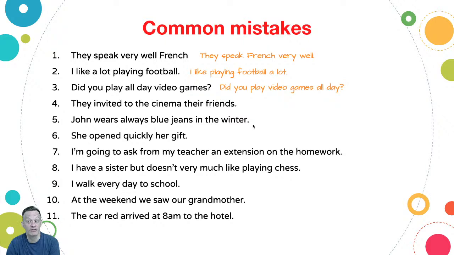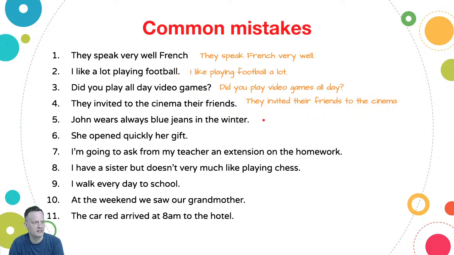Four is F, Ugo? That doesn't make sense. I don't understand. 4, F. They invited their friends. Says, yes, okay, very good, Enrique. So they invited their friends to the cinema, right? So we have the person, their friends, immediately after the verb, and then the location, where: to the cinema.